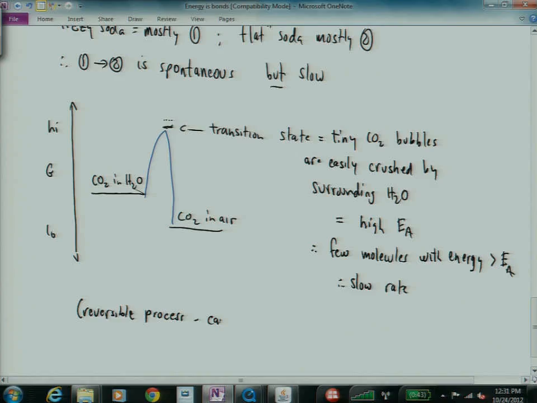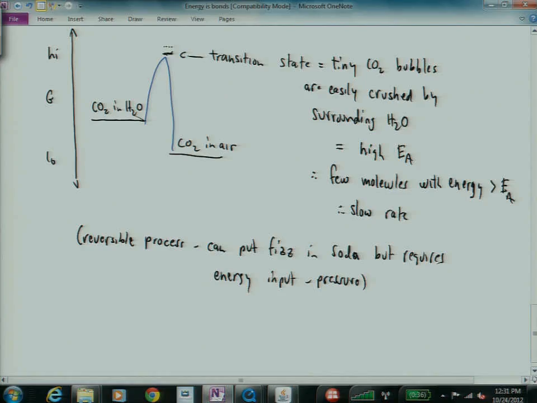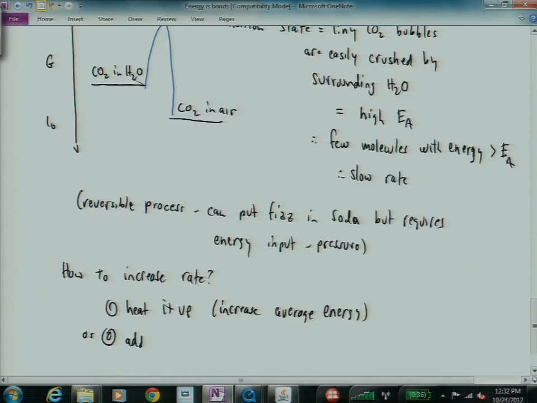All right. So if you wanted to make your soda go flat sooner, I don't know why you would, but say that you did, to increase the rate, you could either heat it up, and that is you increase the average energy, or add a catalyst. That is, you lower the activation energy.